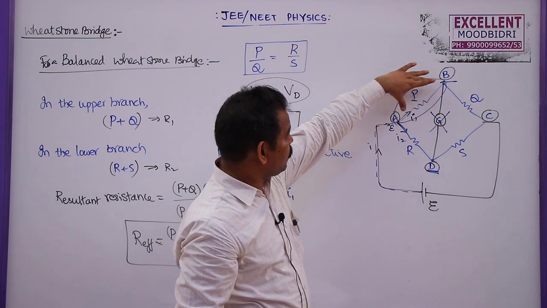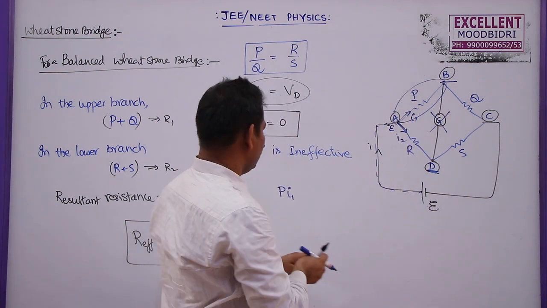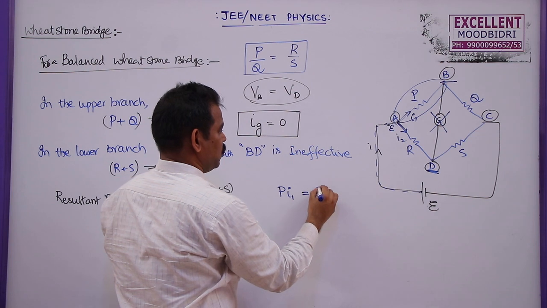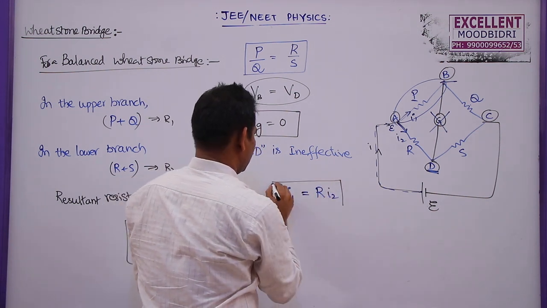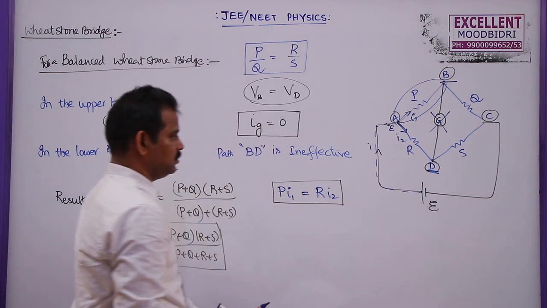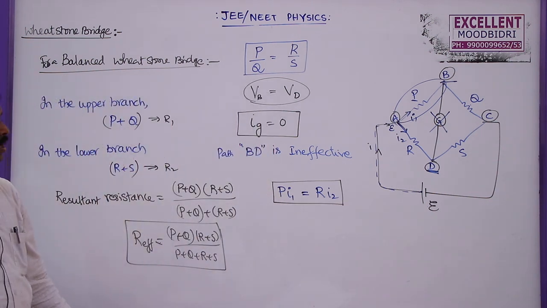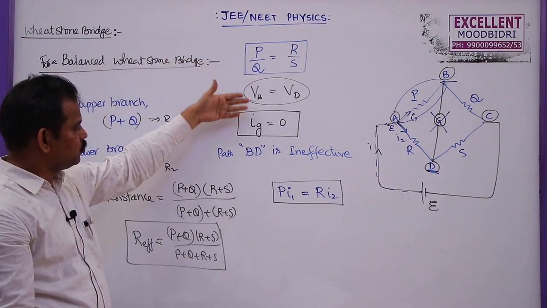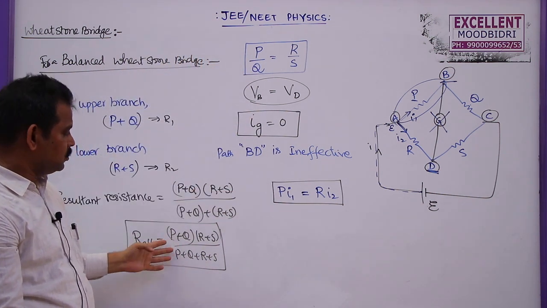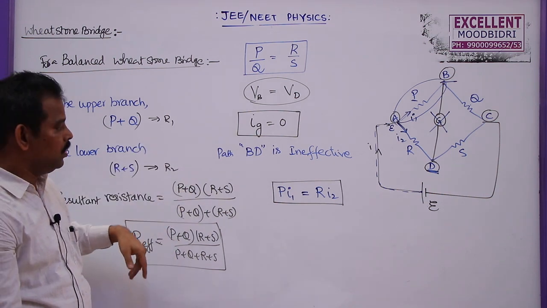That means the potential drop here must be equal to the potential drop here. So we can write P I1 is equal to R I2. So this is the condition, one more condition. Why? Because in competitive exams they may give for a balanced Wheatstone bridge all these 1, 2, 3, 4. This is also 5. All these 5 are correct.